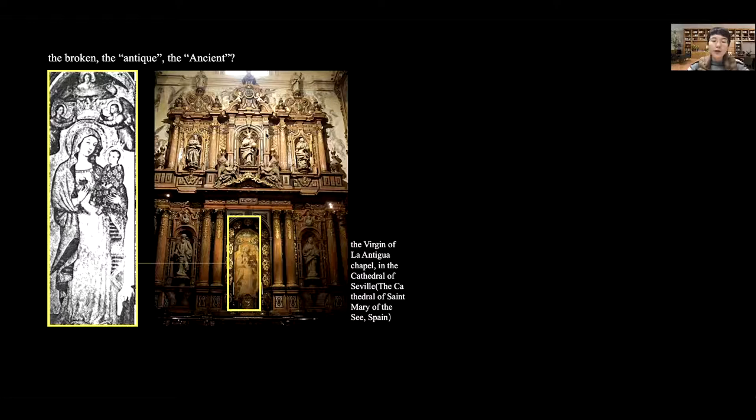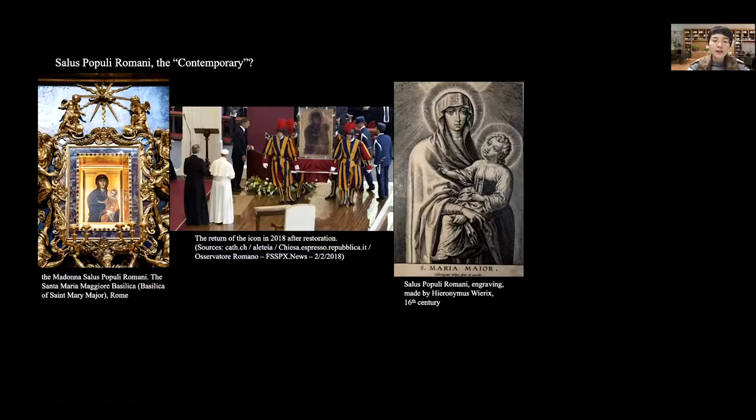Then Ricci again recorded in the next year that he received another oil painting of Madonna. This painting was a copy of this famous icon, Salus Populi Romani. This icon was widespread and very popular during the Reformation. The copies traveled with the Jesuits across the world. Unlike the broken Sevilla copy in Ricci's records, we know that this oil copy of the Salus Populi Romani icon was kept in very good condition, which I think might be a possible reason to name it as contemporary.